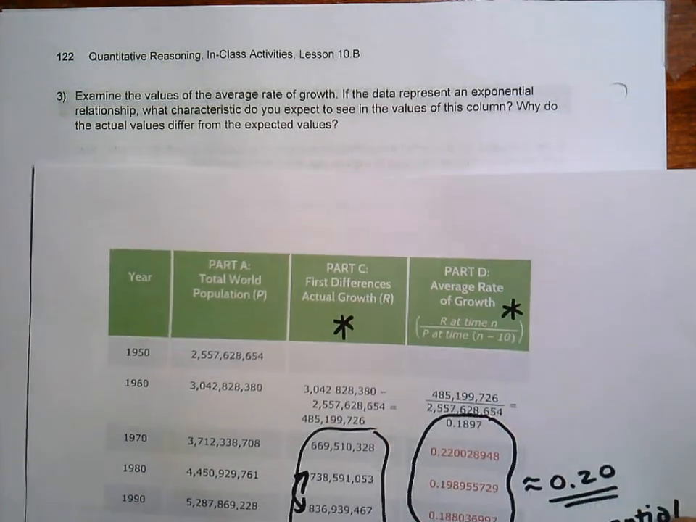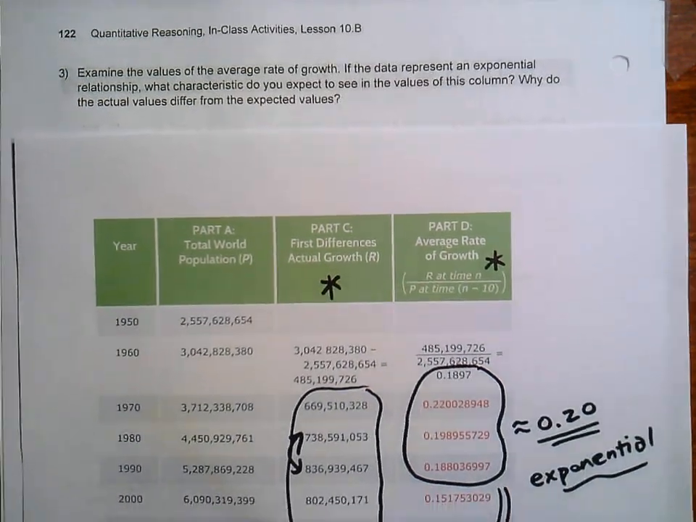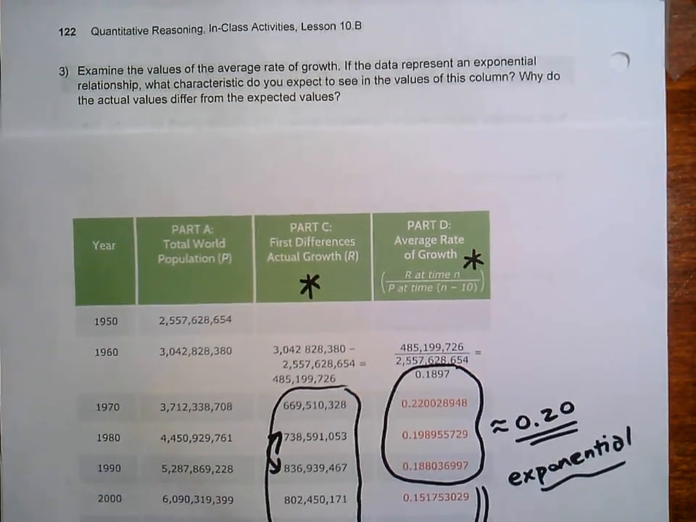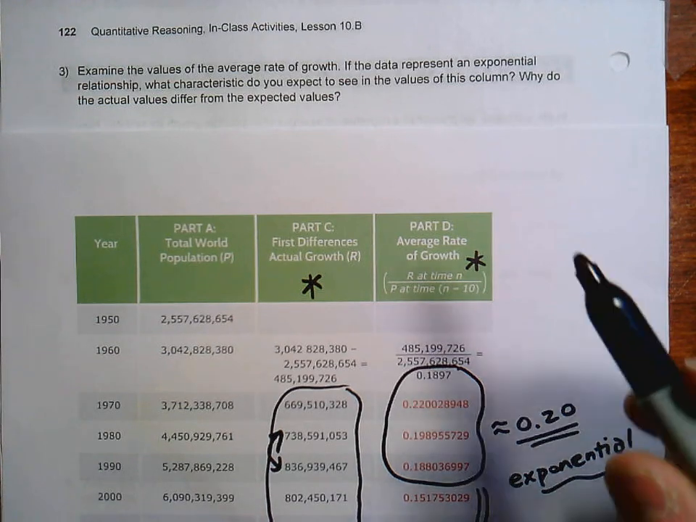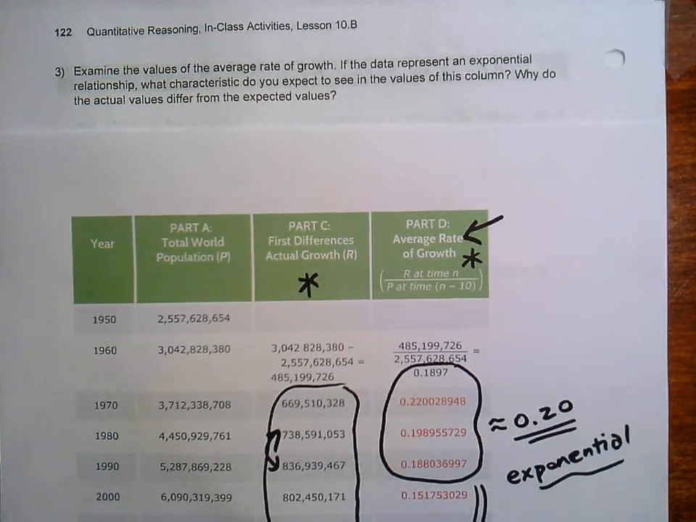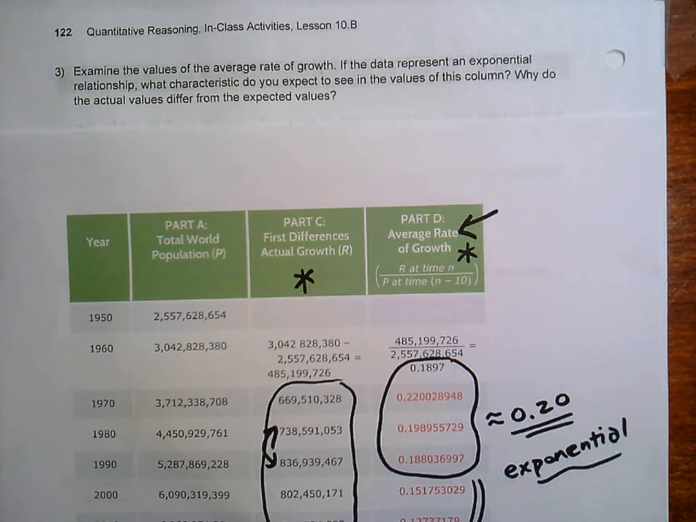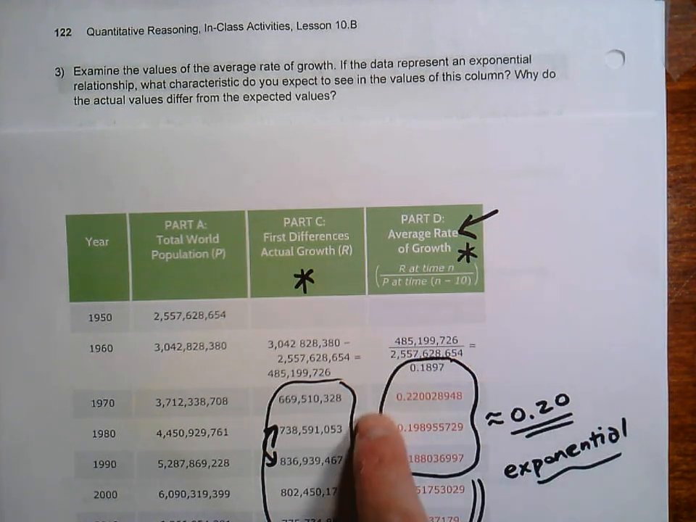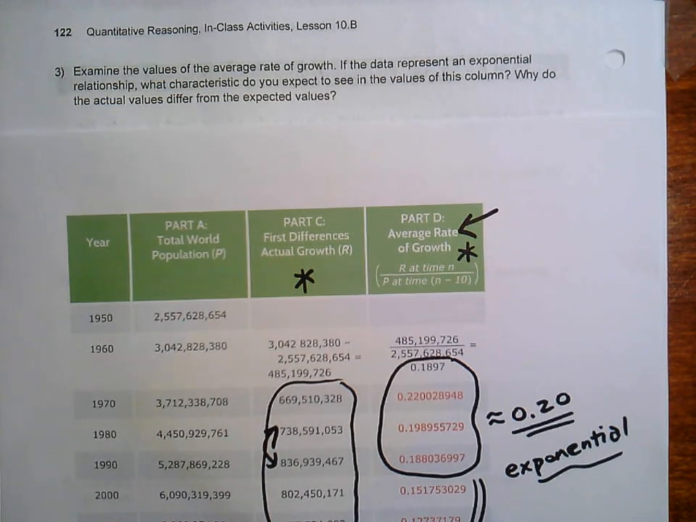And I think question 3, we pretty much have it answered here if we look at this table. So again, it's saying examine the values of the average rate of growth. So that's this last column here in the preview. And it says, if the data represent an exponential relationship, what should you see? So we've discussed this, that this should be about constant. And then they say here, why do you not really see this to be exactly constant?